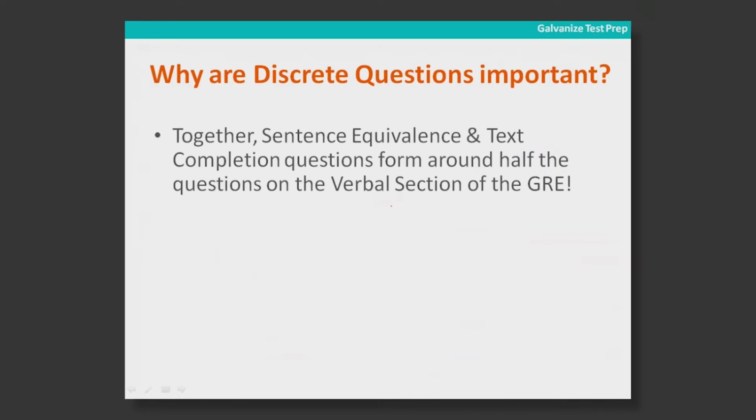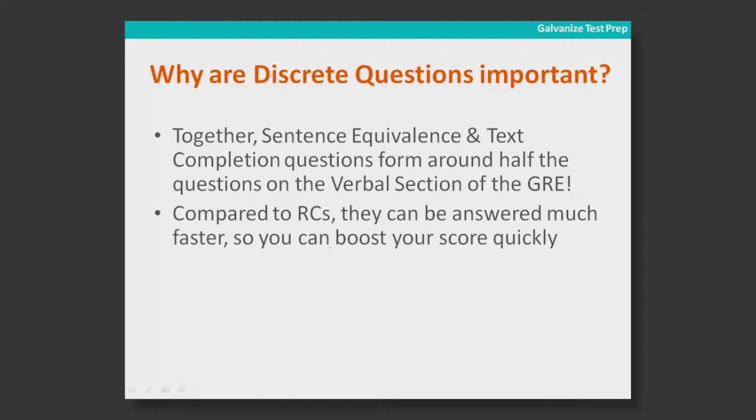Now, put together, as I mentioned earlier, sentence equivalence and text completion questions form around half of all of the verbal section questions on the GRE. However, the good thing is that compared to RCs, where you have to plow through a long or difficult passage and then answer questions, these can be answered much faster because they're usually only anywhere between 1 and 3 sentences long. So answering them quickly helps you boost your score quickly as well. And this is something that you'll need to work on to improve your time management skills. But this is the main idea of why you should answer discrete questions, take them seriously, and help boost your verbal score.